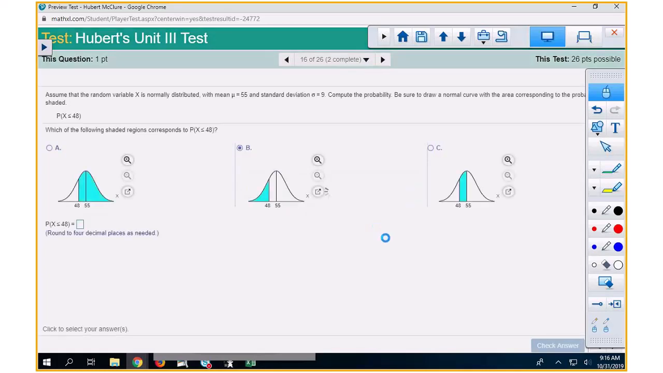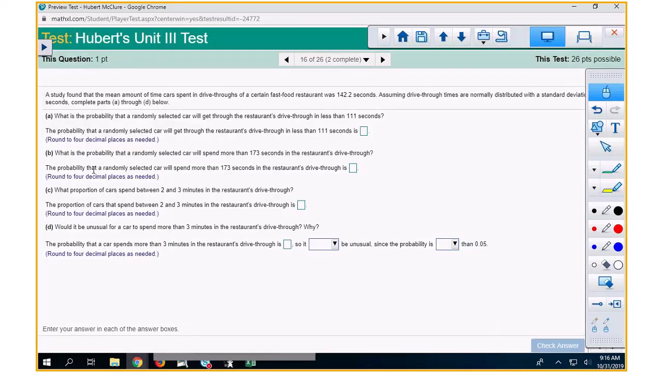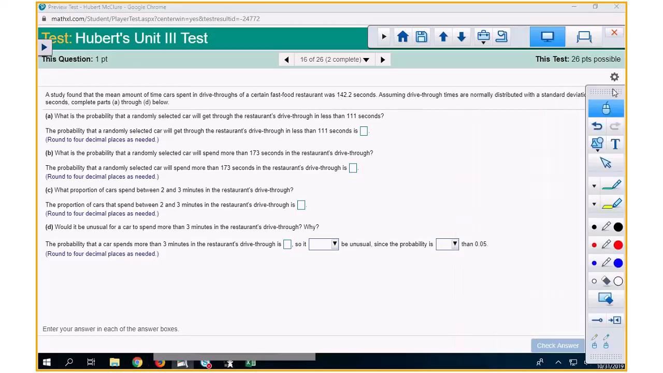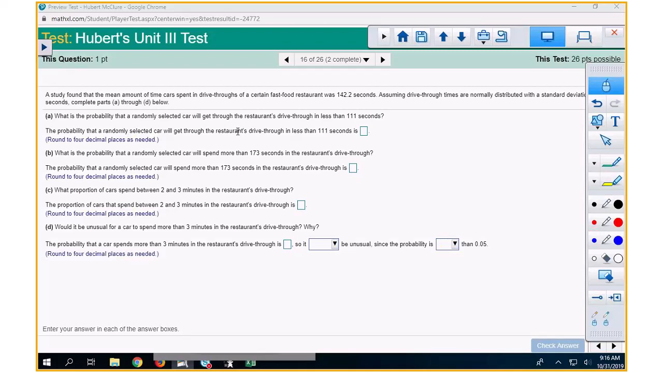Next. Okay, study found, blah, blah, blah. The mean is 142 and the standard deviation is 24. This is like the airplane question. Less than, more than, between 2 and 3 minutes? So this is just like the airplane question.